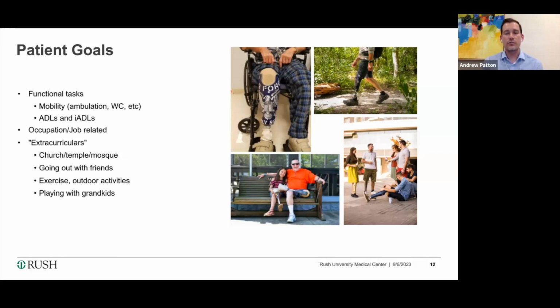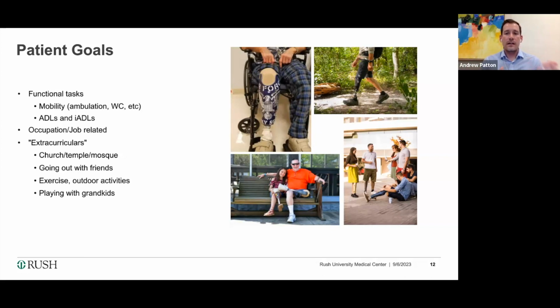Are they working at a grocery store, stocking shelves or something like that? Or are they mostly sitting at a desk job? Those types of things are going to make a difference in what you're going to prescribe. And then you want to think about, and I put in quotes here, extracurriculars. So that includes a lot of different things. Some common things that I hear from people is wanting to go to religious activities like church or their mosque. And what does that entail?